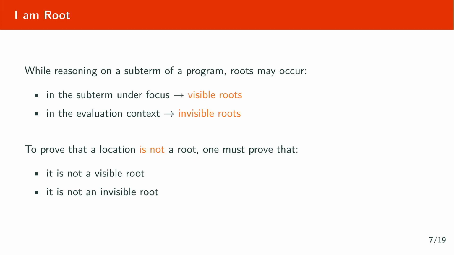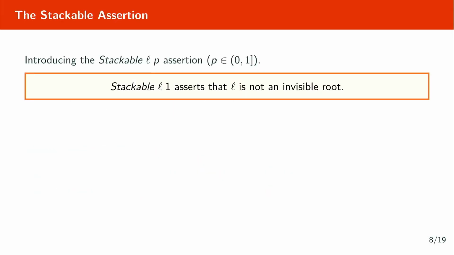To prove that the location is not a visible root, this is almost easy, just inspect the term under focus. To prove that the location is not an invisible root, we need something more, because we cannot just inspect the evaluation context, and we introduce a new separation logic assertion to track invisible roots. So let me introduce this assertion. This is a stackable assertion with a location L and a fraction P between 0 and 1. And the main property of the stackable assertion is that the full stackable assertion with fraction 1 asserts that L is not an invisible root.